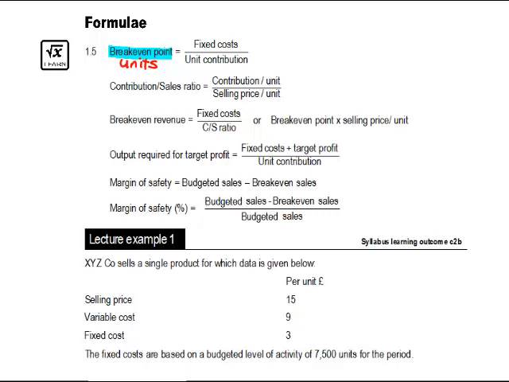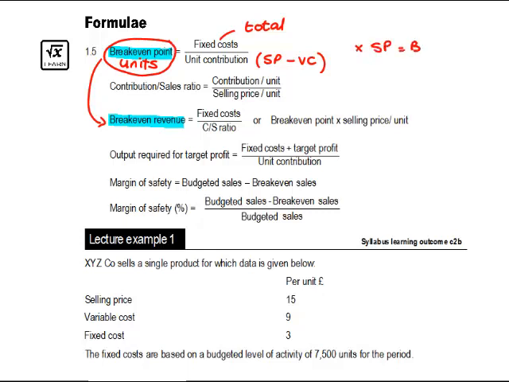So what we do is we take our total fixed costs and we divide that by the unit contribution, which remember is the selling price minus the variable cost. And that will give us the break-even point in units. Now, sometimes we may want to know what is the break-even revenue. Now, the break-even revenue we could get just by multiplying the break-even point in units by the selling price per unit, and that would give us the break-even revenue.